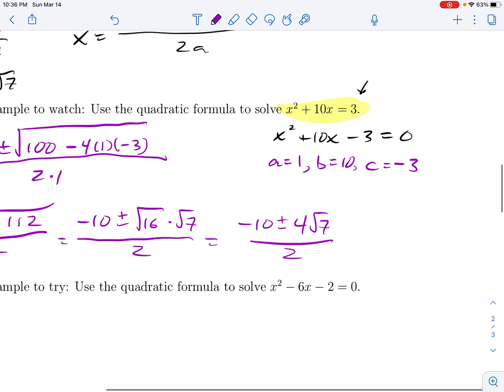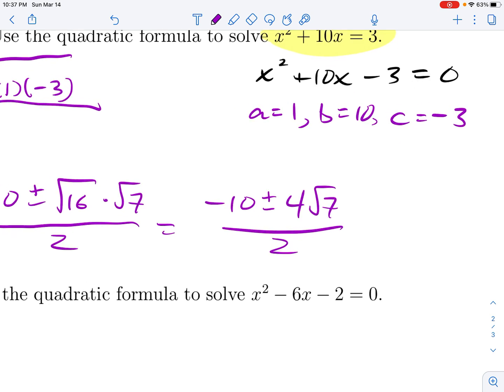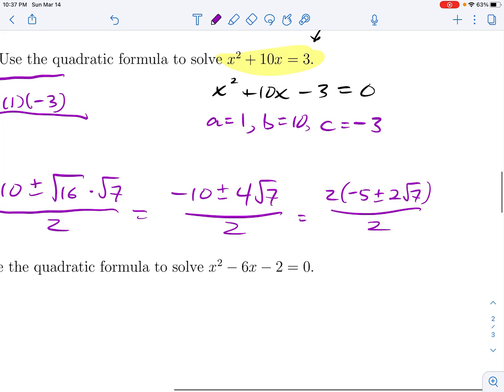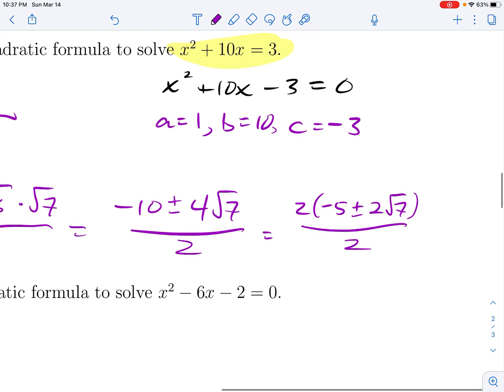And remember, I'm trying to get the nicest algebraic answer. I might notice that I can factor a 2 out of the numerator. I have 2 times negative 5 plus or minus 2 root 7. And 2 over 2 cancels. So this simplifies to negative 5 plus or minus 2 root 7.